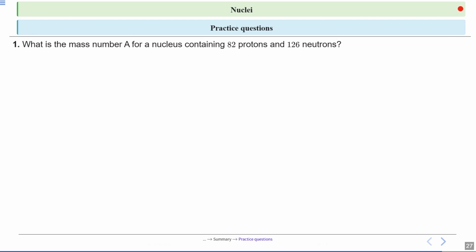So let's see the first question. If a nucleus has 82 protons and 126 neutrons, find the mass number A. This is a fundamental concept in understanding how nuclei are described. Now let's calculate the radius of an aluminium-27 nucleus. The formula we use is r equals r naught A raised to the power 1/3, where r naught is a constant, which is 1.2 femtometers, and A is the mass number.